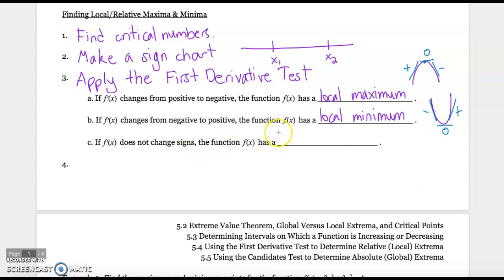And last but not least, if your derivative does not change signs, the function f of x has what we call a saddle point. And a saddle point looks either like, I'll draw both ways that it can happen. So you could have like that, or this.